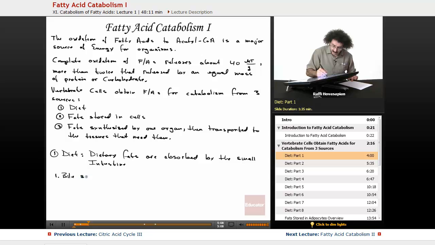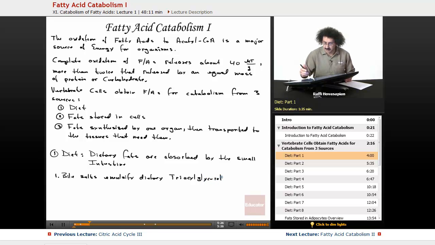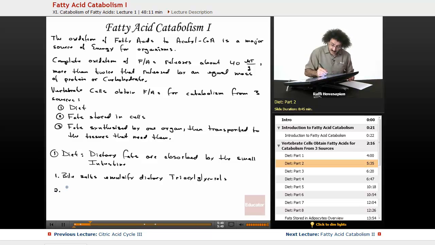So bile salts emulsify dietary triacylglycerols. So triacylglycerol, just fat. The fat that you ingest, you're ingesting it as triacylglycerols. The bile salts that the body secretes actually emulsify them.